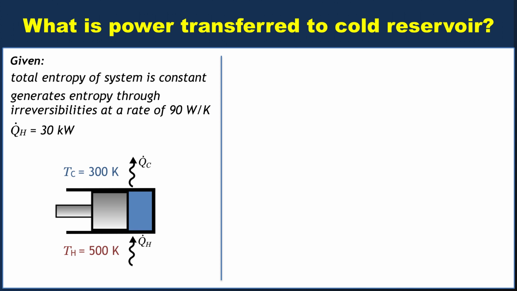Well, we can use entropy balance. So the general expression is that dS/dt equals the sum of all Q dots divided by their associated temperatures plus sigma dot. And you'll remember that sigma dot is the entropy generated by irreversibilities, so that's going to be the 90 watts per Kelvin value. Well, the left-hand side of this, dS/dt, that must be 0, right? The total entropy of the system is constant. That means S is not changing. dS/dt has to be 0. So the left-hand side is 0.